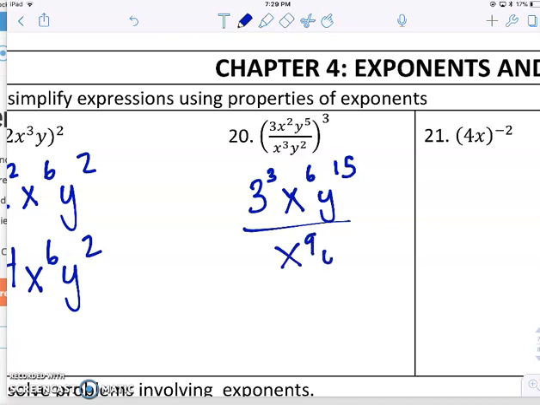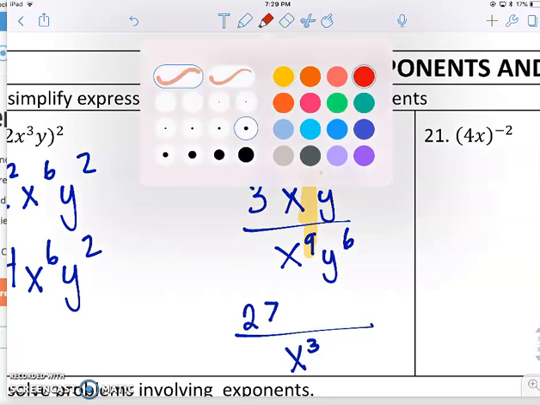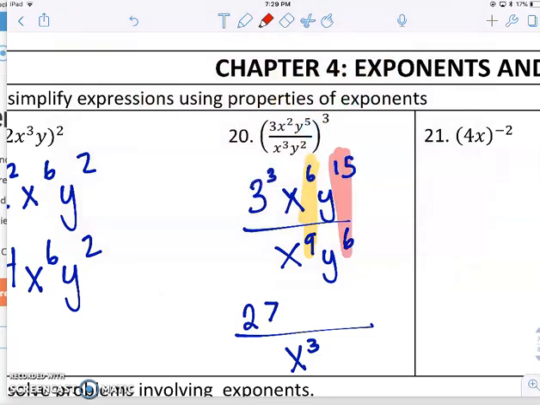X to the 9th y to the 6th. So 3 cubed. So we have 27. There's more x's on the bottom, so x cubed. So if we look at those, and then if we look at these, so that would be y to the 9th.